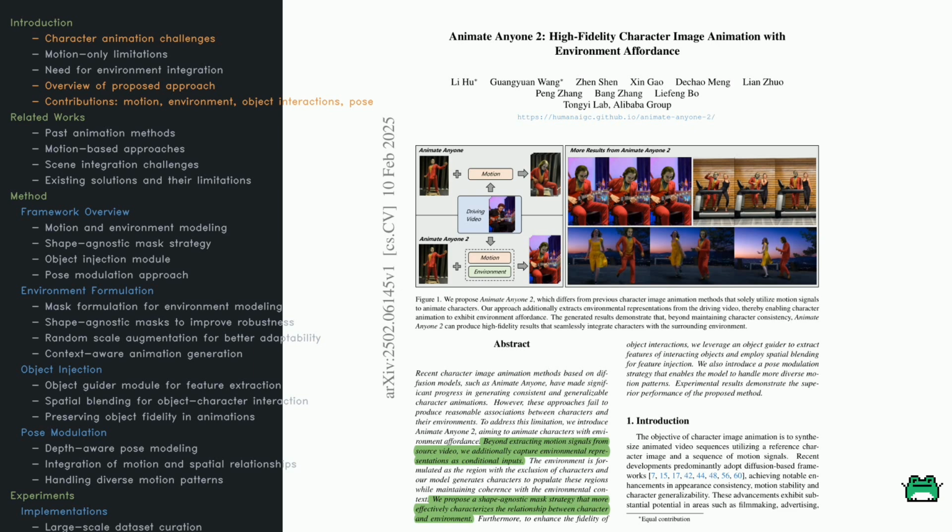The method also introduces a shape-agnostic mask, which helps blend characters smoothly into the background without causing shape-related distortions. Another key component is an object guider, which extracts details from objects the character interacts with, making those interactions more realistic. Finally, there is pose modulation, a strategy that helps the model adapt to different kinds of motion while maintaining character consistency. Look at Figure 1 here. It shows a clear comparison. The old approach relied only on motion, while this new version takes both motion and environment into account. The result? More seamless and realistic animations, where characters move naturally within their settings.